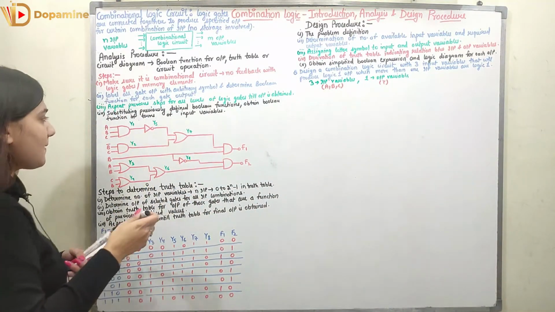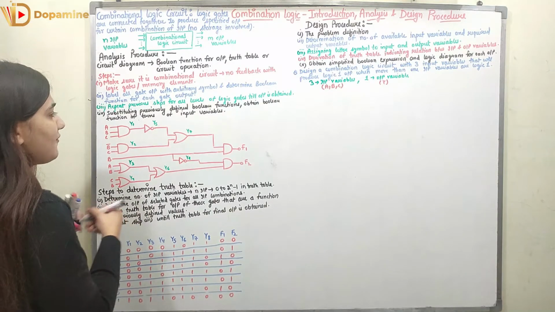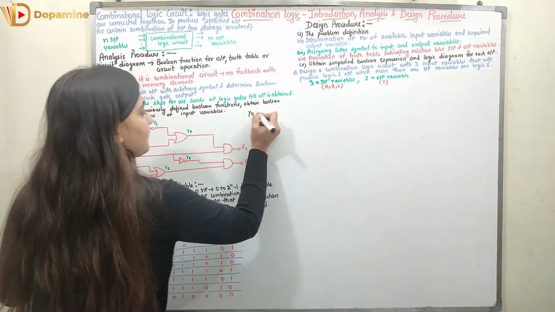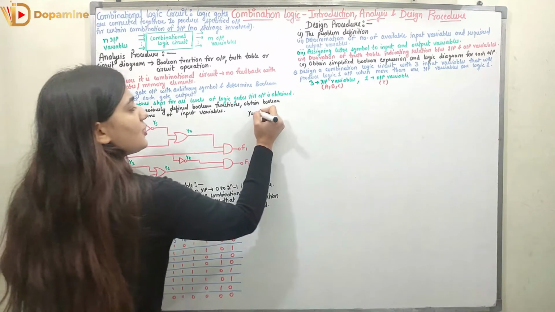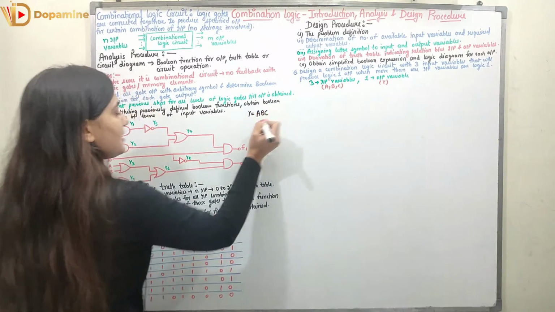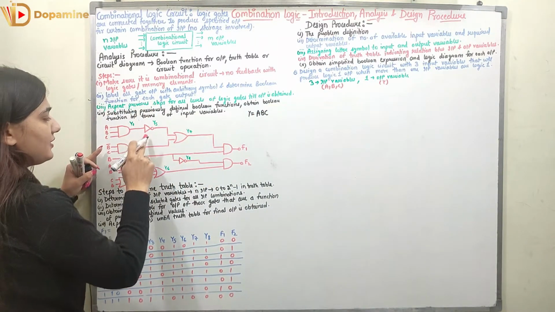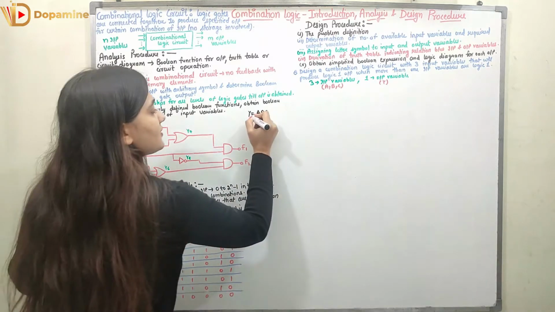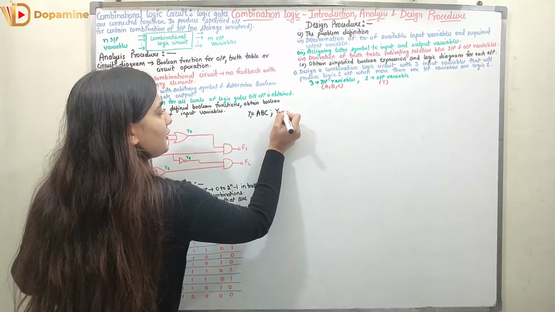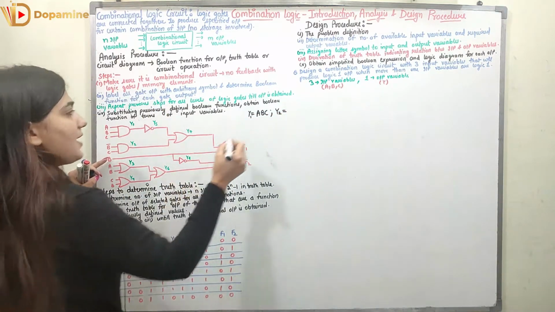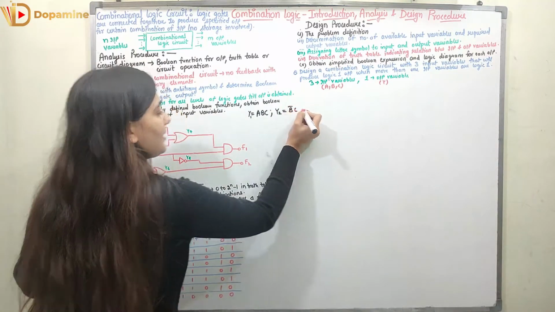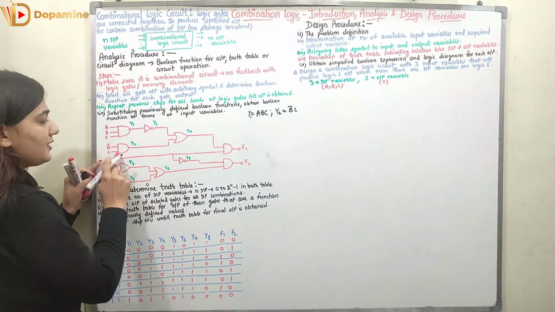So this is the example. This is a very good example. Here you can see we have Y1. Y1 will be equal to, here this is the AND gate, so Y1 will be equal to A, B, C, right? So this is my Y1. Here we have Y2. Y2 will be equal to B bar into C, right? Because again here we have the AND gate, right?